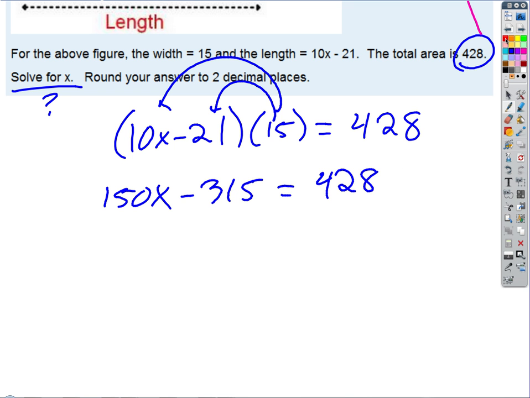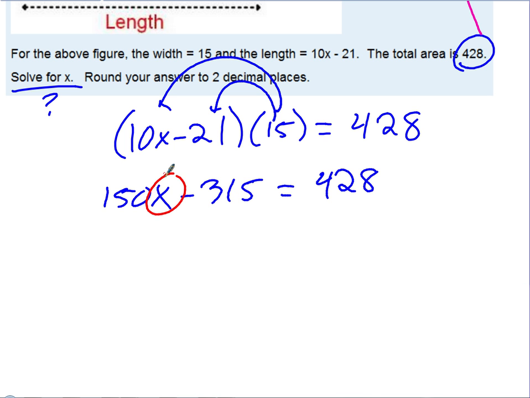Now what are the two steps in order I would use to get that x by itself? Add 315, divide by 150, and we're there. So 150x equals, what am I gonna get?